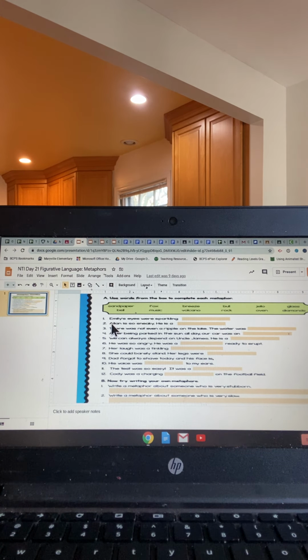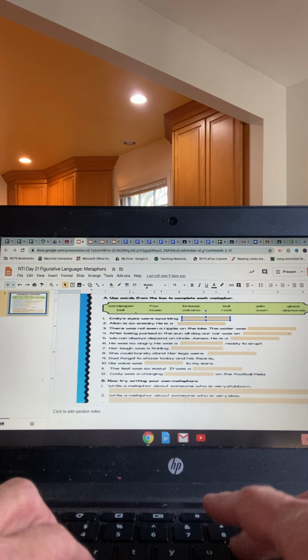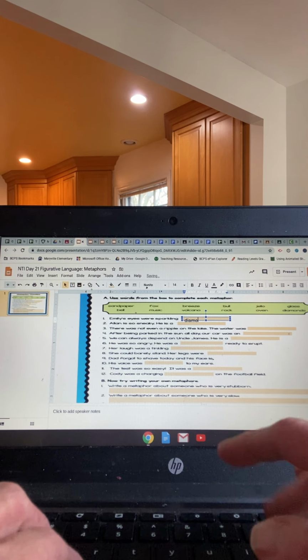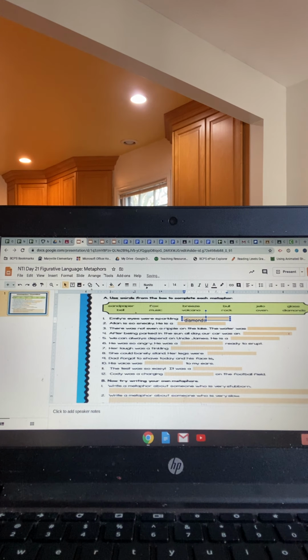So Emily's eyes were sparkling sandpaper? Probably not, right? Fox, music, breeze, volcano, bull, rock, jello, oven, glass, diamonds. Diamonds would be the best option here. So on here, you can type right on here and you're going to type the word diamonds. So her sparkling eyes were diamonds.